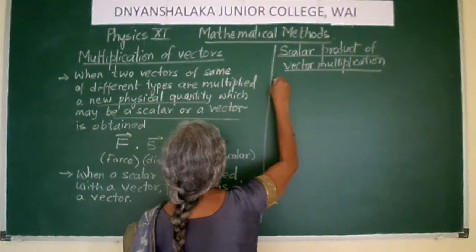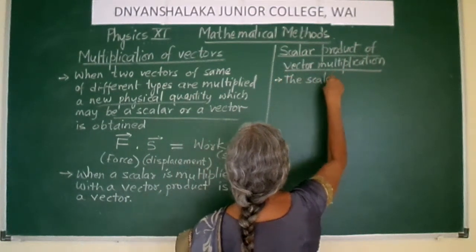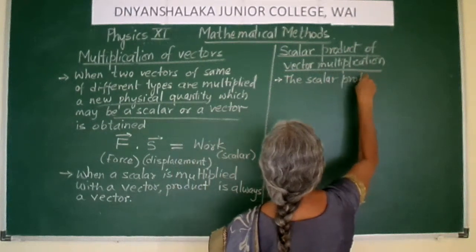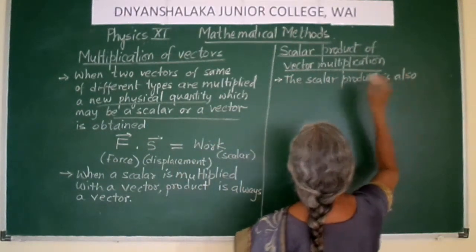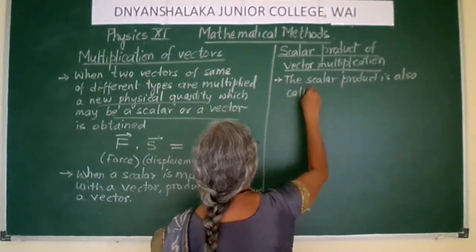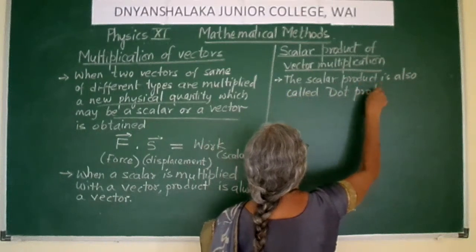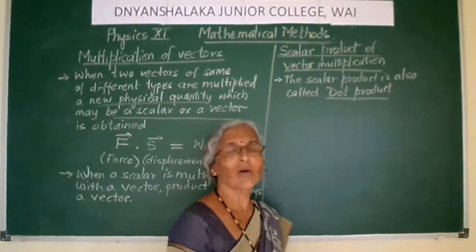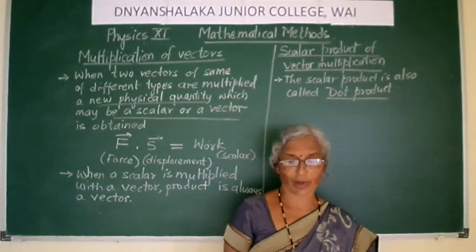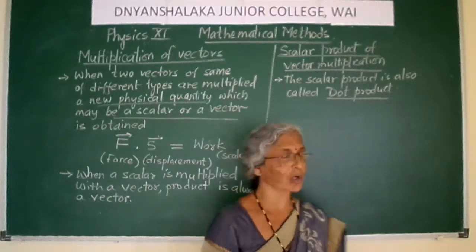Okay? Now, the scalar product is also called dot product. What do we call this? We call this a dot product. Okay, so it is also called a dot product.